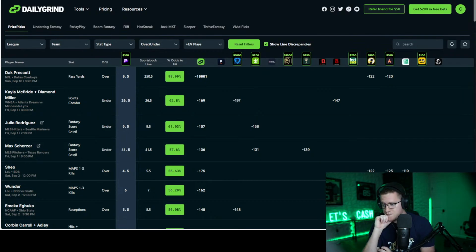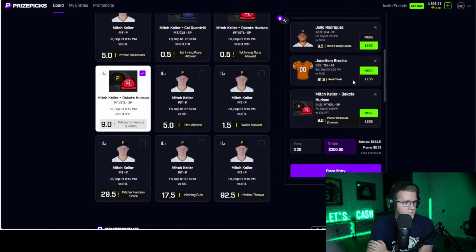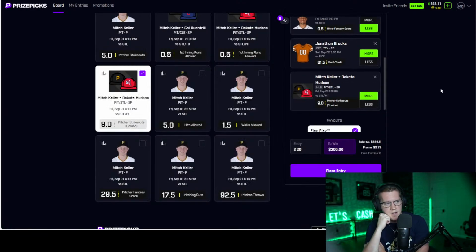Also, Underdog has one. So they all do. What was the MLB combo play? Sorry, I'll pull it back up. Mitch Keller and Dakota Hudson over strikeouts. Both those teams strike out a lot, I think.